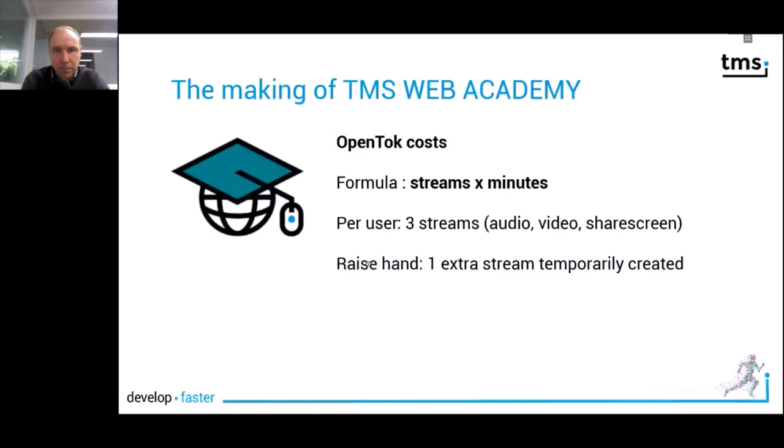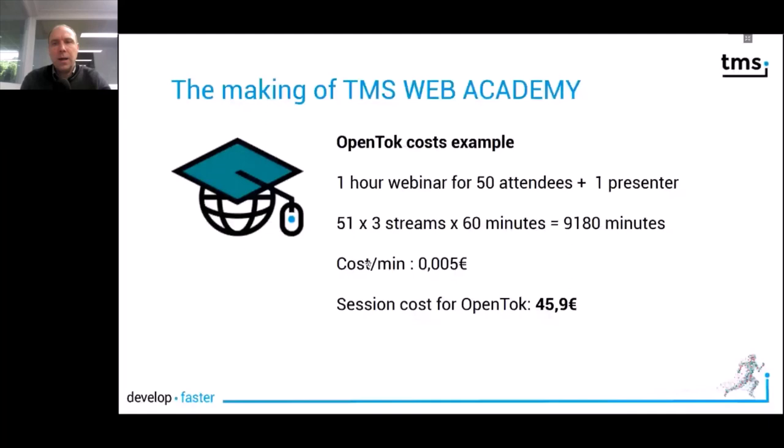So here I made a sample calculation for an OpenTalk-based webinar like this one, which is a quite realistic scenario and is close to reality. If you organize a 1 hour webinar for 50 people and one presenter, that means 51 times three streams, times 60 minutes. So you have a consumption in total of 9,180 minutes. The cost per minute is 0.005. And that means that for a webinar like this, I guess this actual webinar will have an OpenTalk cost of about 40 euros.